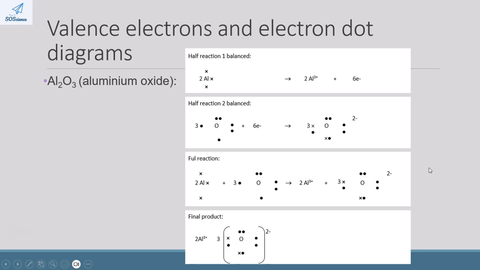And finally, for the final product, remember that in Lewis notation, we don't show the 2 and the 3 as subscripts, we show it to the left of each element. So I've got 2 Al3+, I put the 3 and the charge outside the square bracket, and inside the square bracket I show my nonmetal with all 8 valence electrons surrounding it.